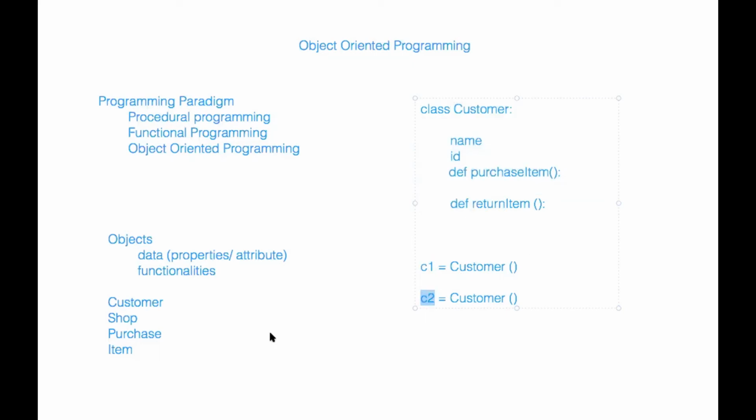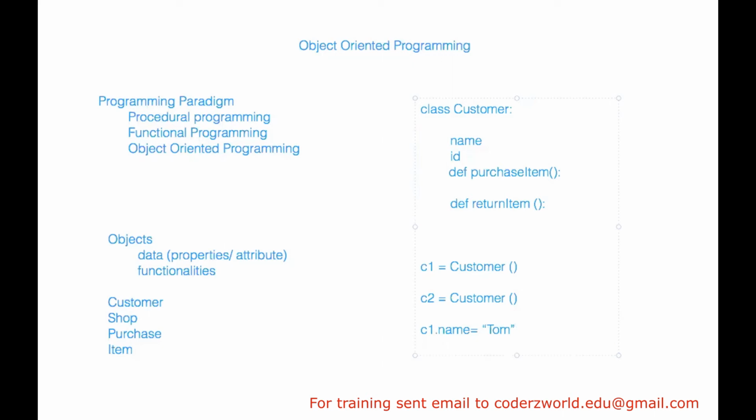Each and every object has its own properties. So here, name and ID. C1 dot name equal to some name, maybe Tom. C2 dot name may be Sita. Here there are two customers. Each customer has its own name. Similarly, each and every object has its own properties.